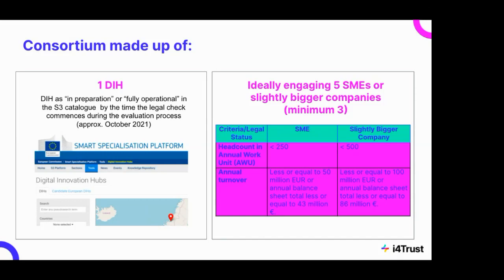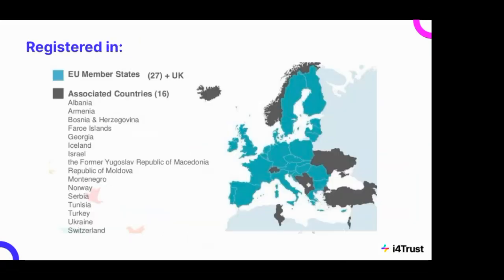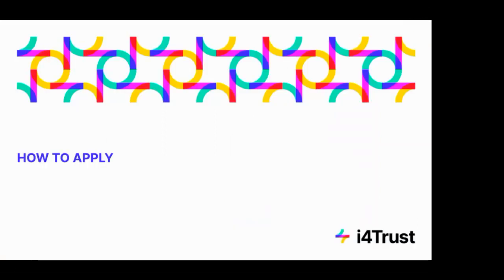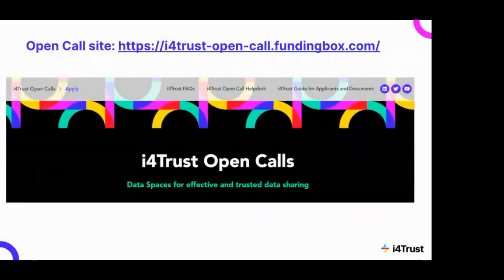And here you can find the criteria that the European Commission recommends to define what is an SME and what is a slightly bigger company. These entities, the DIH and also the SMEs and slightly bigger companies, have to be registered in a European member state, plus UK, or in the associate countries. But how to apply? So I will stop sharing.